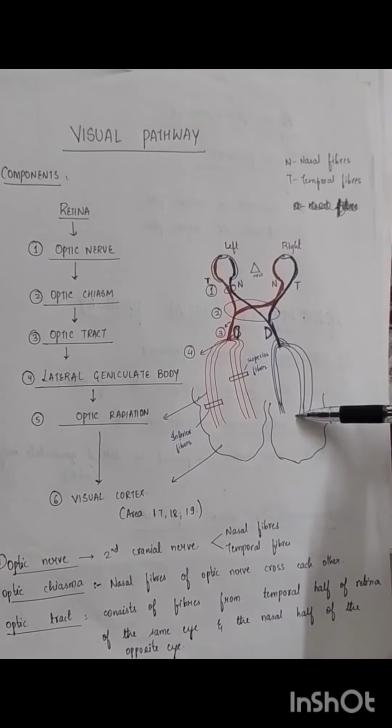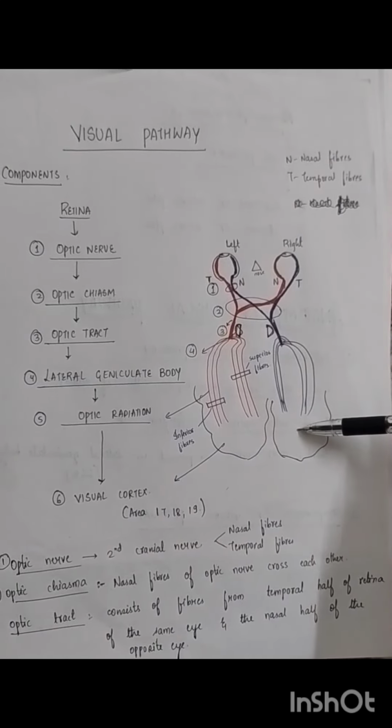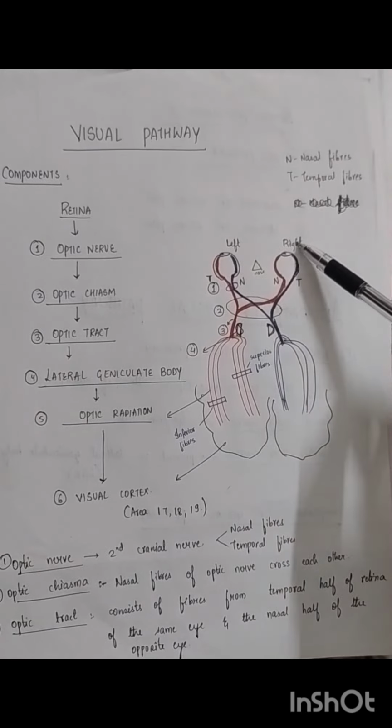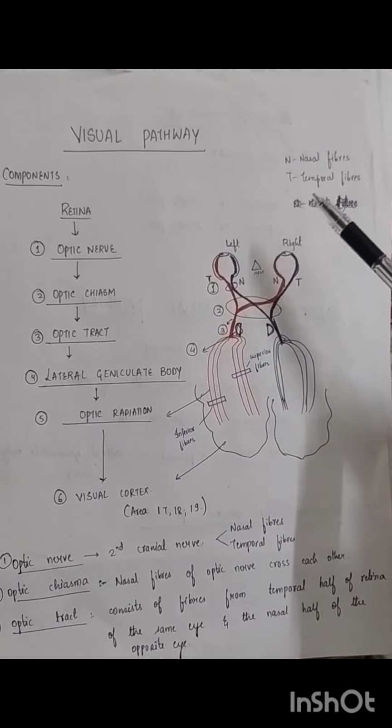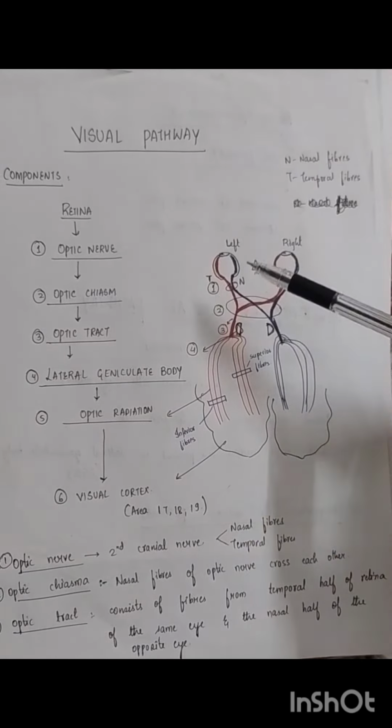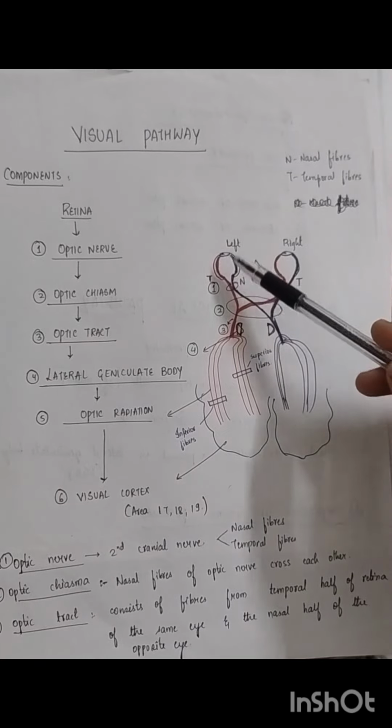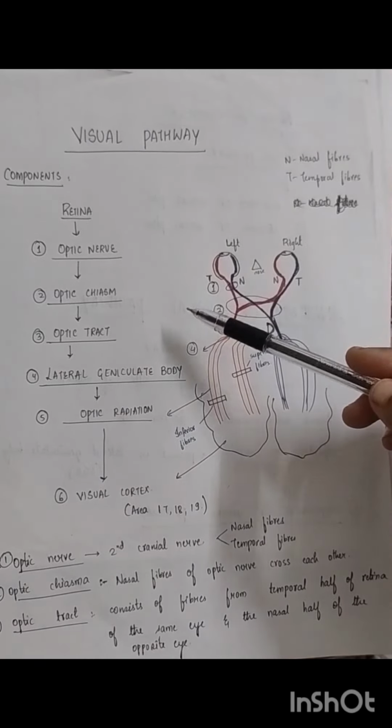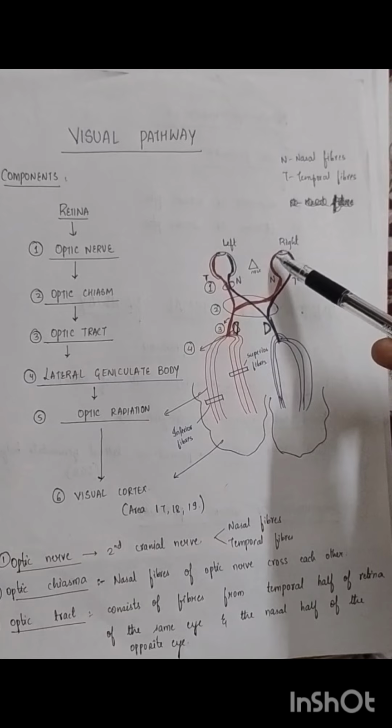So, this is the visual representation of the visual pathway. This is the right eye and the left eye. We have to draw based on our right hand side and left hand side. These are the nasal fibers and the temporal fibers of the optic nerve. Nasal fibers.